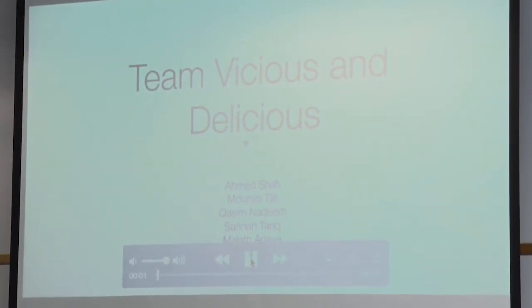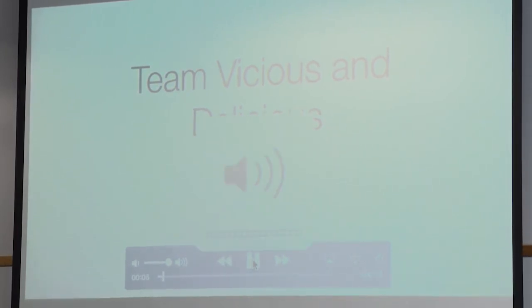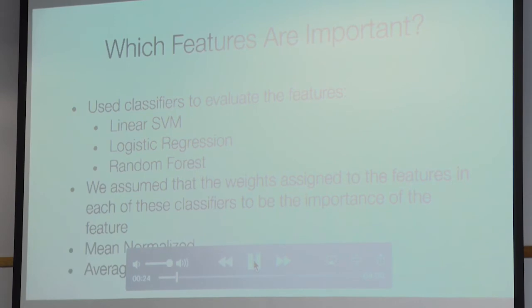Guys, this is Team Vicious and Delicious, and along with my four or five team members, we're going to be presenting to you the BART dataset. When we first looked at this data set, we decided that we wanted to ask three questions. Which features are important? Which features vary together? And what's the overall structure of the data? Namely, what are the feature dependencies in the data?